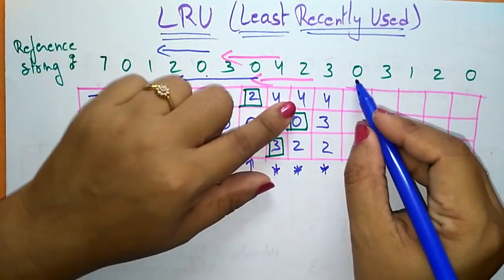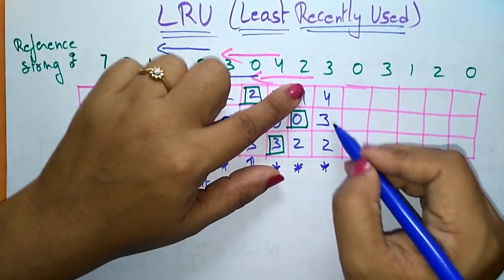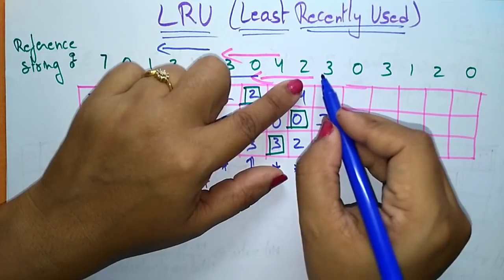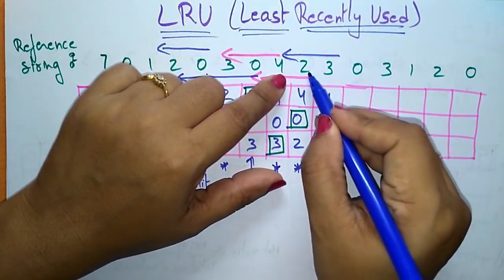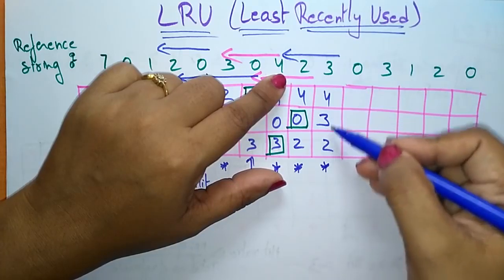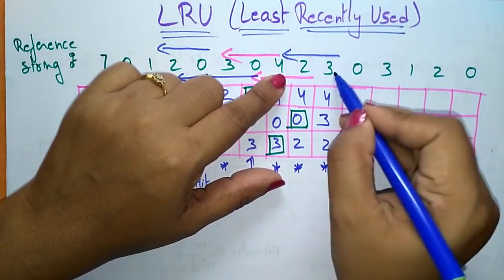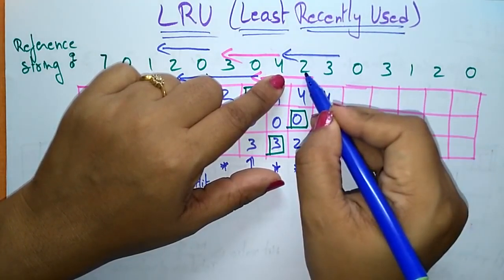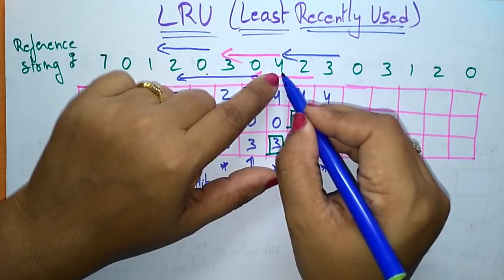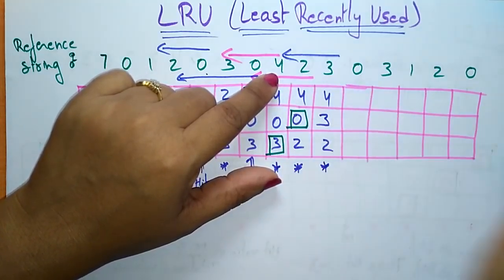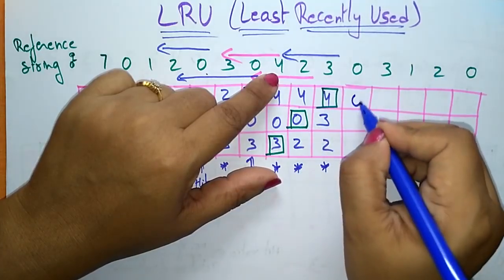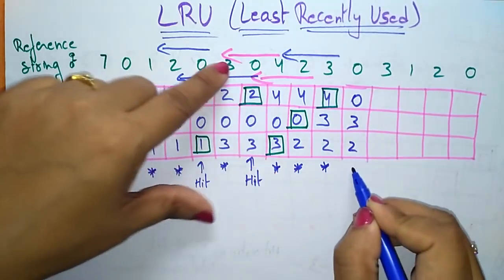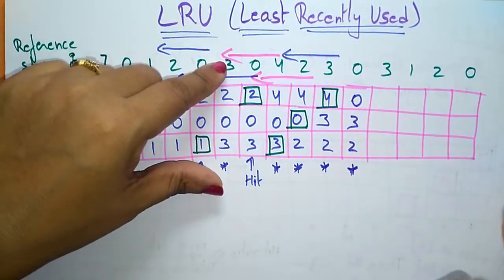Now write for 0. Which page has to be replaced? Check for least recently used. These are 3, 4, 2. Here there are only 3 numbers, so you have to check these 3 numbers only. 3 is most recently used, 2 is next, 4 is least recently used. So in place of 4, I have to write 0, 3, 2. So this is also a page fault because 0 is not present.